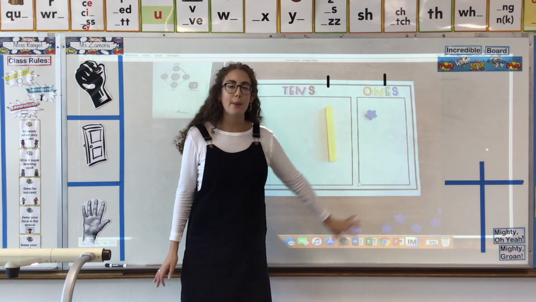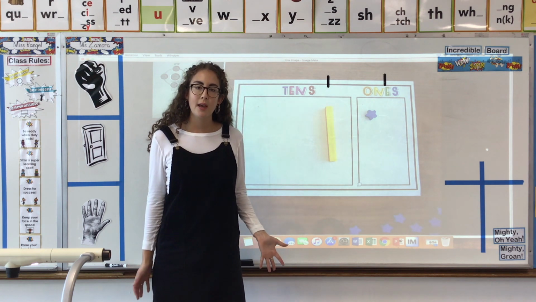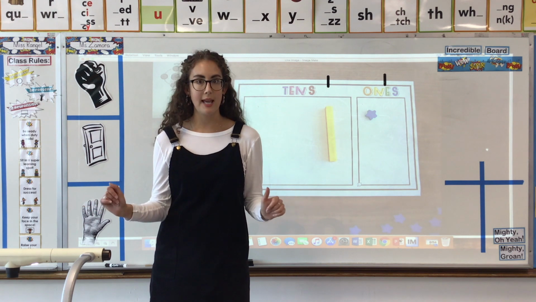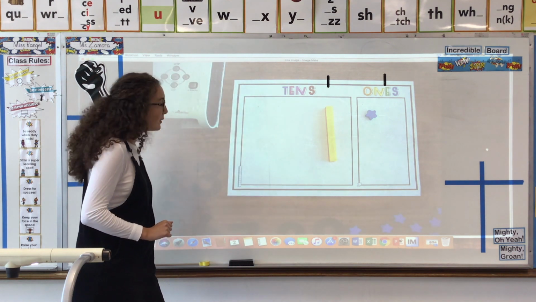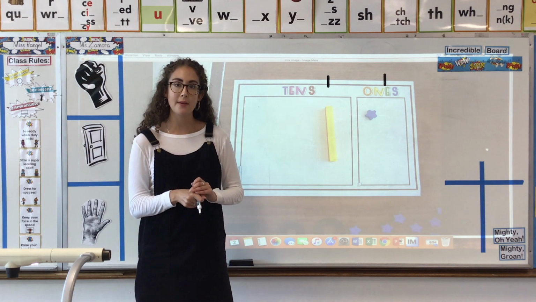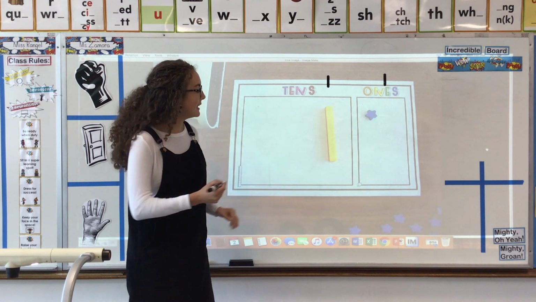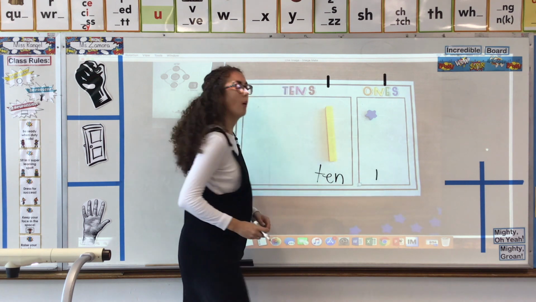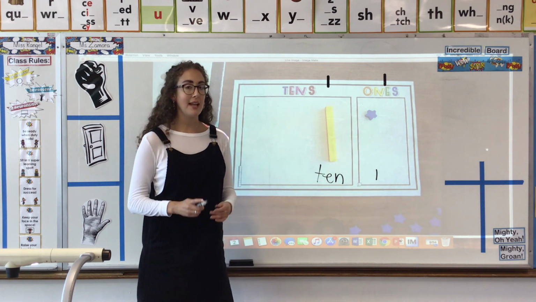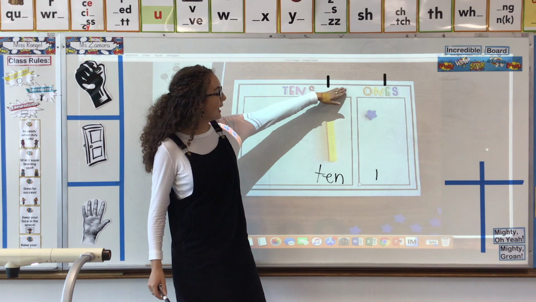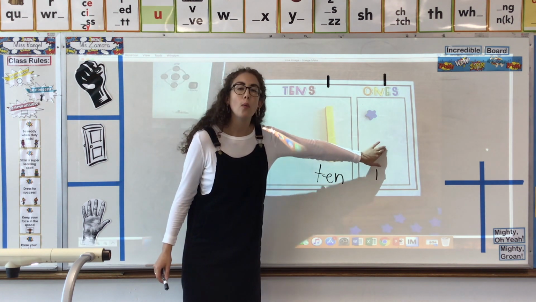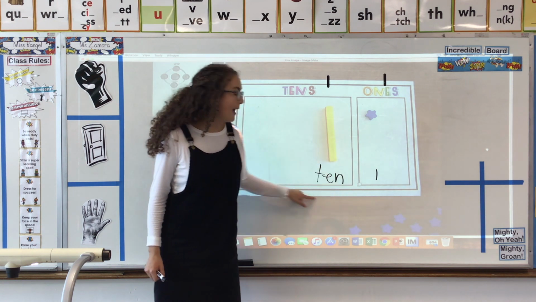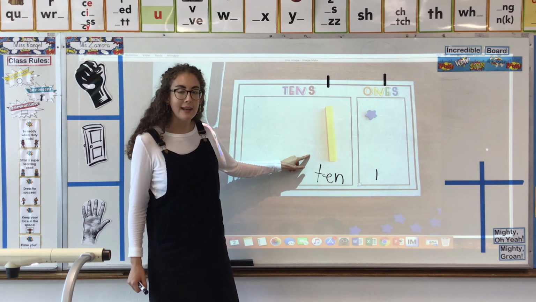Together, these make 11. But like I said, 11 is the old English language way to say a number. When we say the say 10 way, we will read 11 as 10 1. That's the say 10 way. 11 is 10 1. The say 10 way relates everything back to a group of 10.